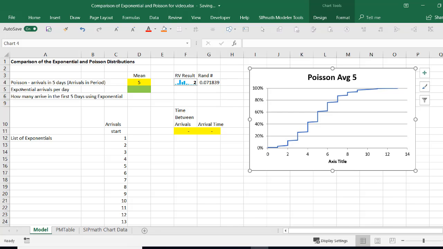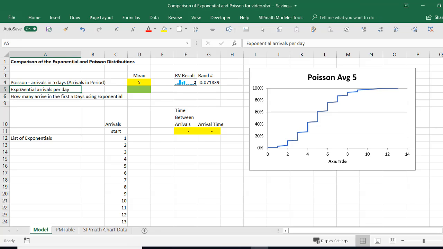All right, now we want to talk about exponentials. So in a 5-day period, if I expect to have 5 arrivals on average in my Poisson, what is the time between arrivals for the exponential? Well, it's 1 day. So really, the exponential mean is equal to 5 days divided by the mean arrivals from the Poisson, which gives me 1. So one arrival per day. That's what I would expect.